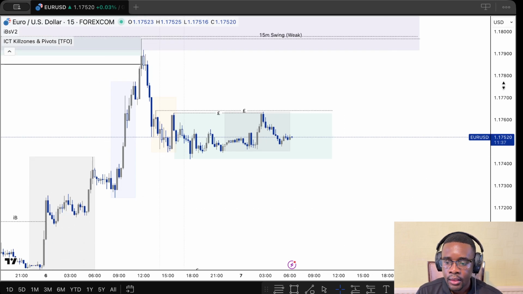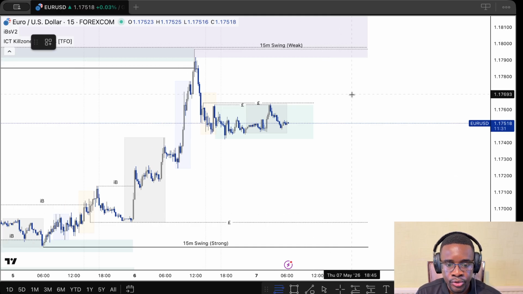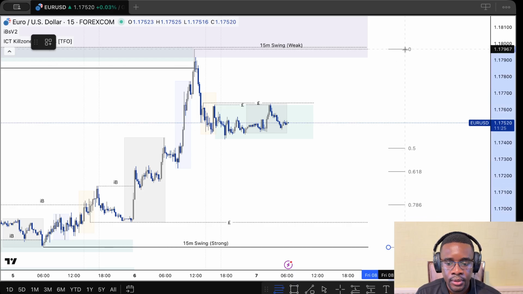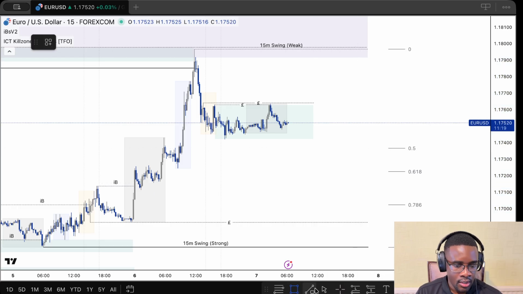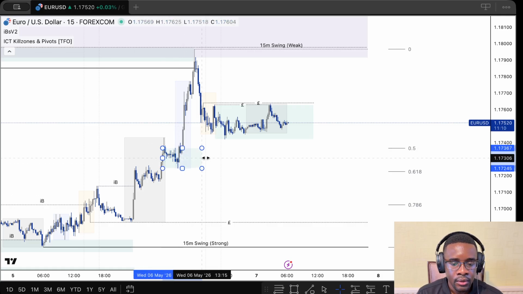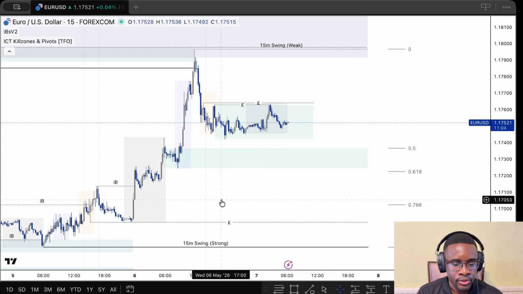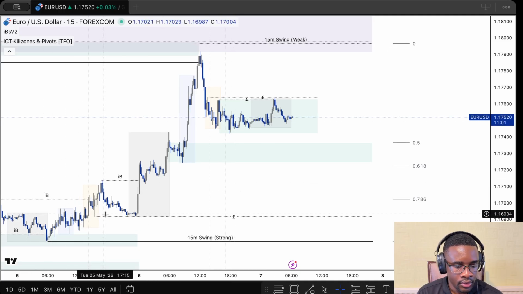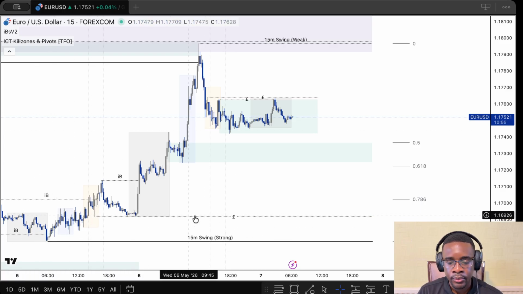Okay, so at the very least, I would be expecting price to come back into discount. Right, so we haven't reached 50% yet. Okay, and then at 50%, we do have this area, which then led to the break of structure. So this is our decisional. Okay, and then somewhere down there would be the extreme.